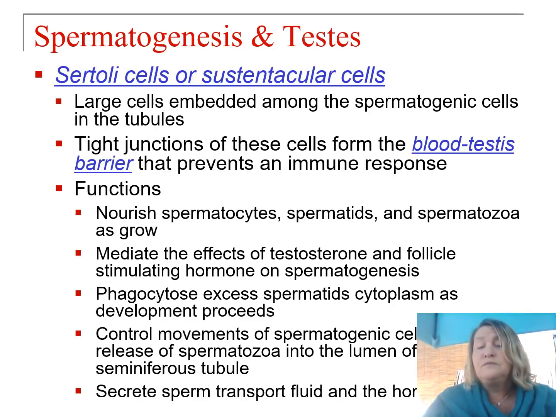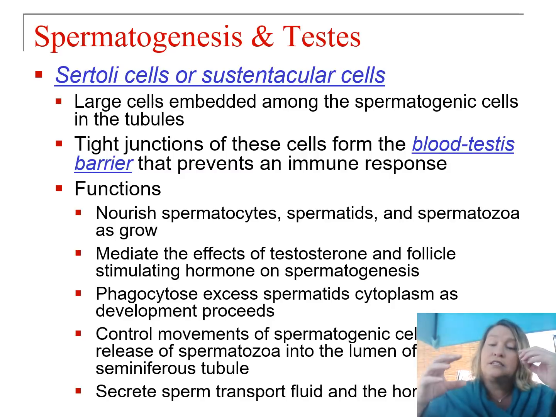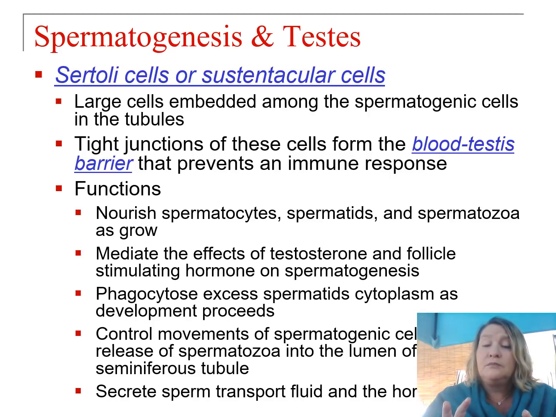There's also control of movement of spermatogenic cells as they release the spermatozoa into the lumen of the seminiferous tubule, so they are responsible for assisting with the pushing of the sperm from the seminiferous tubules into the straight tubules. And then finally, they will secrete a transport fluid, as well as a specific hormone called inhibin. And again, when we talk about hormones, I'll go into that in more detail.